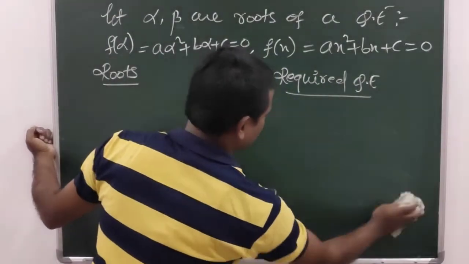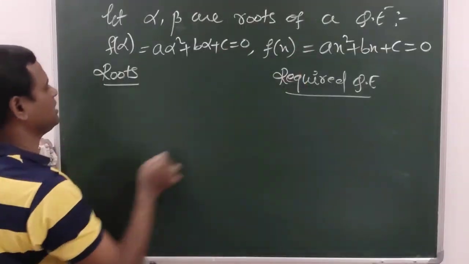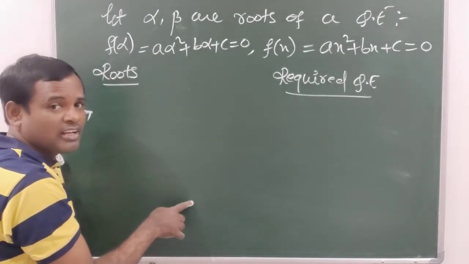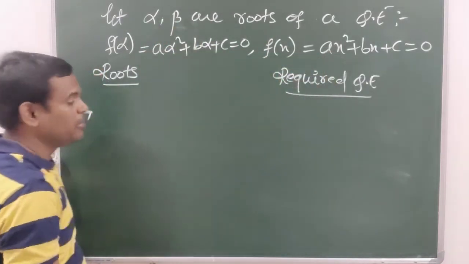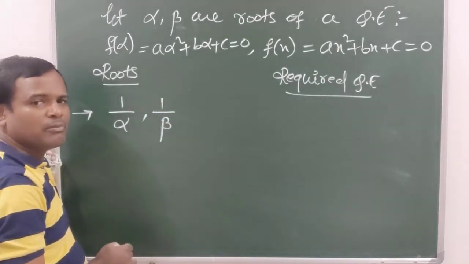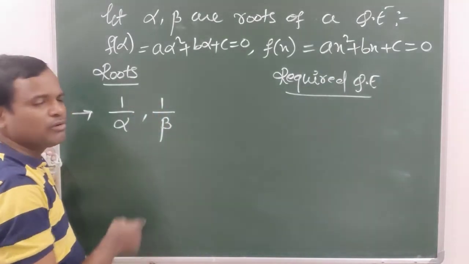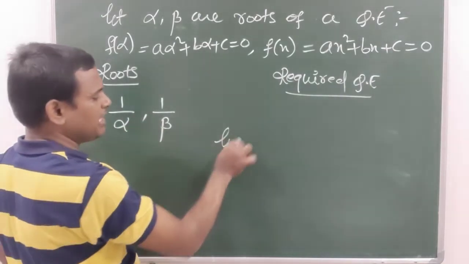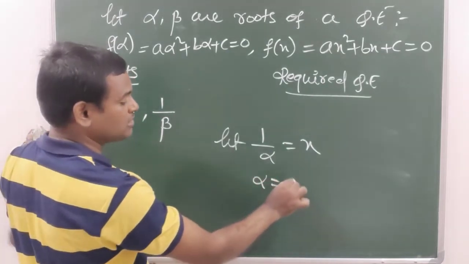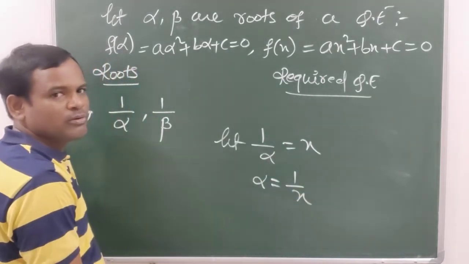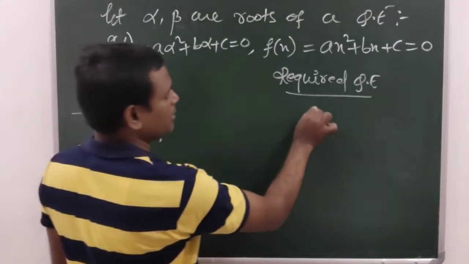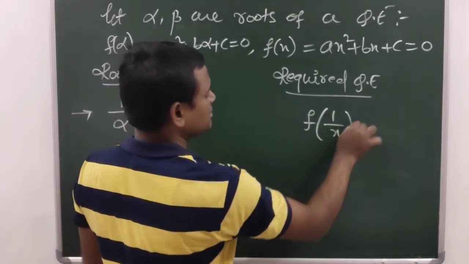Next, if the roots are reciprocals of the roots of the given equation, okay, find a quadratic equation whose roots are reciprocals of the roots of this equation. Means you have to determine a quadratic equation whose roots are 1 by alpha comma 1 by beta. So what do we do? Any one of these roots is taken as x. Now make alpha the subject. When you make alpha the subject, you will get alpha equal to 1 by x. So replace this alpha by that 1 by x, so that you will get f of 1 by x is equal to 0.